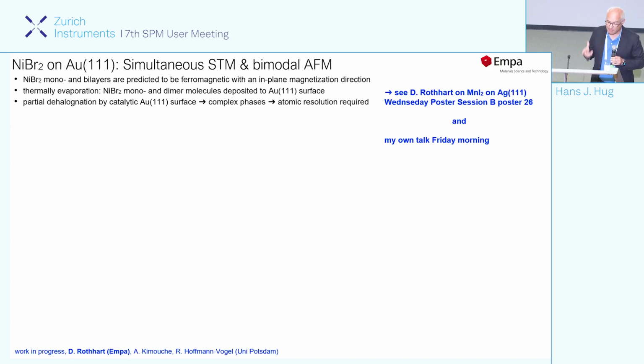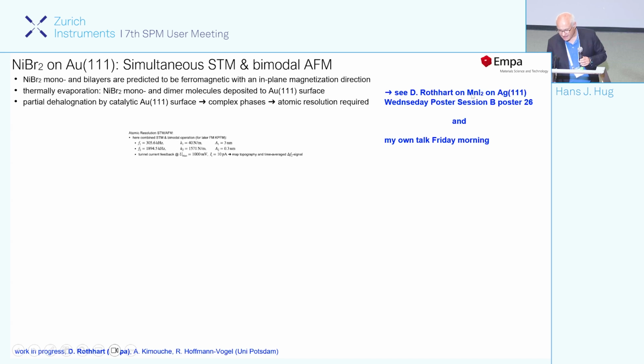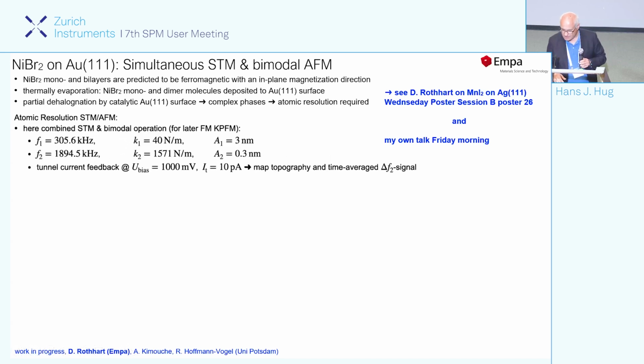We thermally evaporate this nickel bromide, and it's known that out of the Knudsen cell, you get dimers and monomers. But if you have these monomers coming down to the surface, some of them split up. So you have a dehalogenation, and you can see more of that for manganese iodine on Daniel Rothard's poster, and also in my talk on Friday morning.